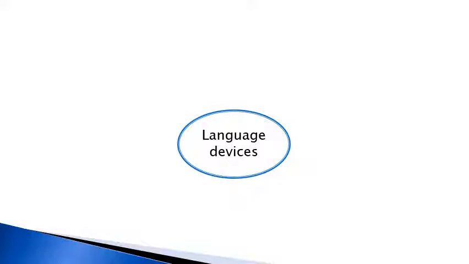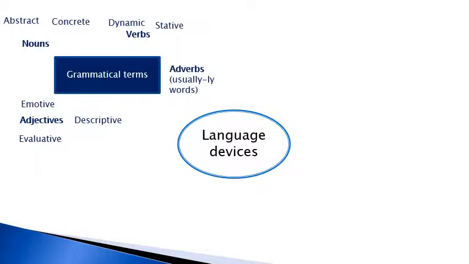Okay, so some of the ones that you might have got could be things like grammatical terms, nouns, either concrete or abstract, verbs, dynamic or stative, adverbs, usually ly words, adjectives such as emotive adjectives, evaluative adjectives, descriptive adjectives. Now, if you don't know what any of these terms are, rather than me talking about every single type of language device, these are all in a separate file on the VLE, which is called language devices. In there you've got all the definitions, all the examples that you could need to help you understand these terms that you can access on your own.